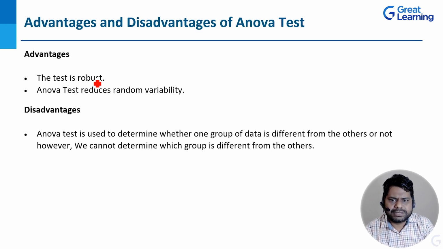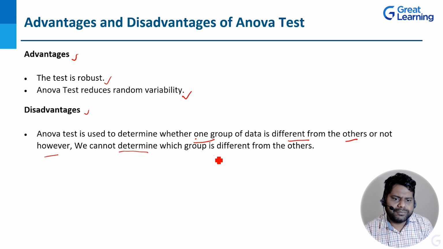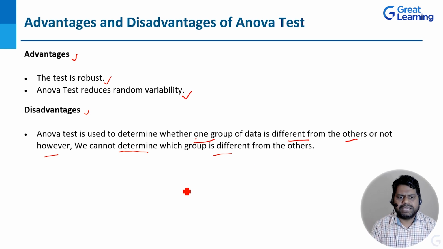Now let's discuss a few advantages and disadvantages of the ANOVA test. Let's first discuss the advantages. The first advantage is that the ANOVA test is robust in nature. The second advantage is that the ANOVA test reduces random variability. It has a few disadvantages as well. One of the disadvantages is that the ANOVA test is used to determine whether one group of data is different from the others or not. However, we cannot determine which group is different from the other one.